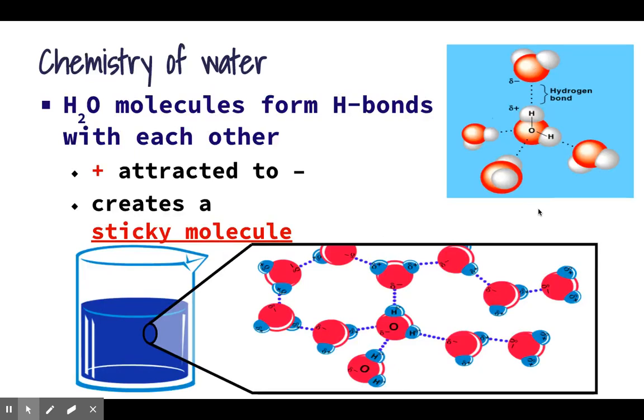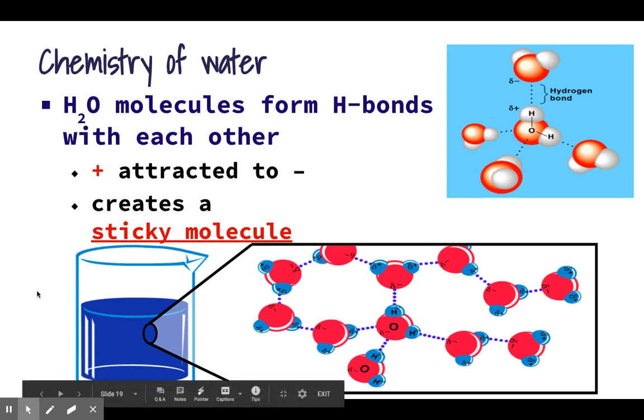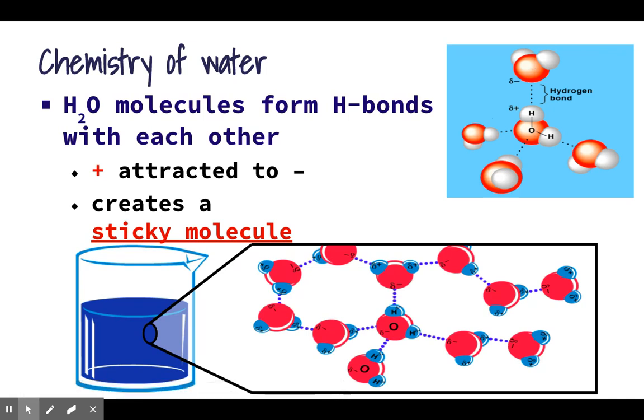So the chemistry of water, like we just stated, water molecules form hydrogen bonds with each other. There's a positive attracted to a negative, and it creates what's known as a sticky molecule. What does it mean by sticky? Well, if you were to get 2 drops of water together, they form almost like a magnet. That magnet then will form a big puddle. Okay, why does that occur? Why does water form puddles?